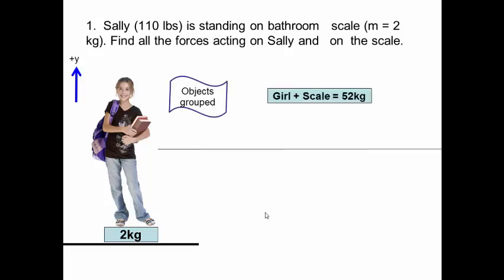And so I'm going to take Sally plus a scale, and of course our total mass is going to be 50 plus 2 is 52 kilograms. Let's draw the free body diagram on this block. We've got the force due to gravity acting downward, which is mass times gravity. 52 times about 10 meters per second squared is 520 newtons. And we've got a normal force acting upward.